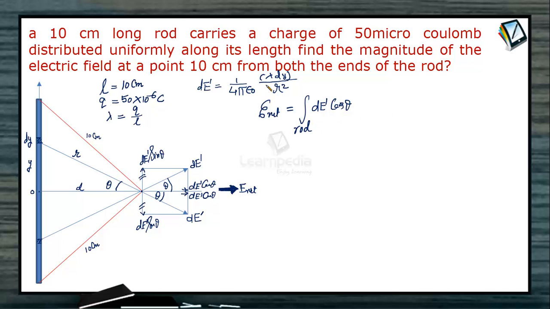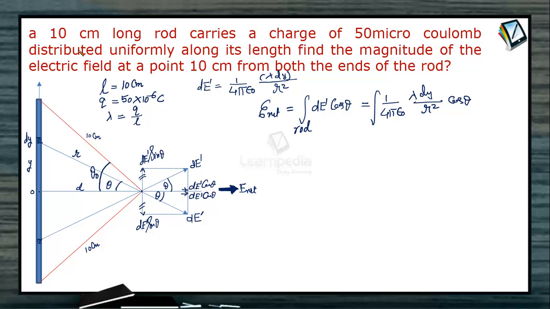Anyway, let's substitute these values here. So dE dash is 1 upon 4 pi epsilon naught into lambda into dy divided by r square into cos theta. Actually, we want to use theta as the limits of integration, and suppose this particular angle here is theta naught.